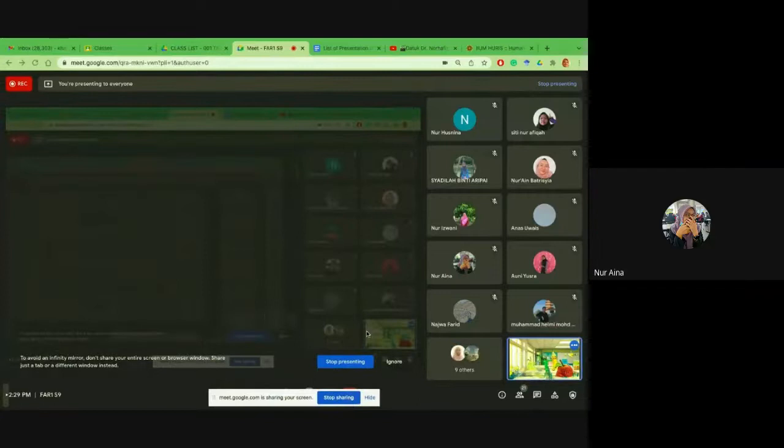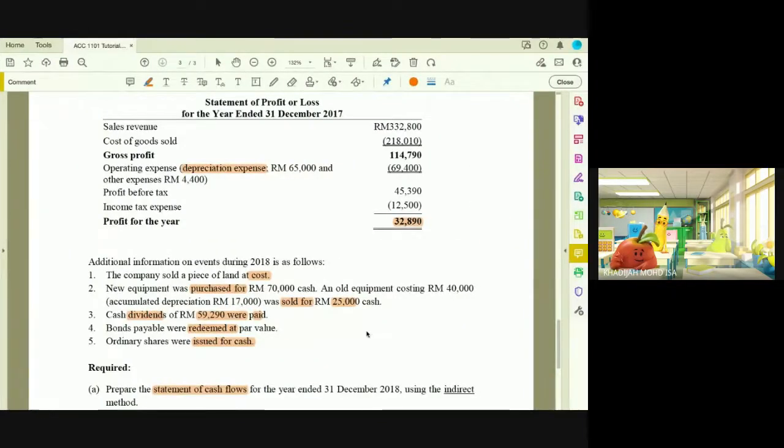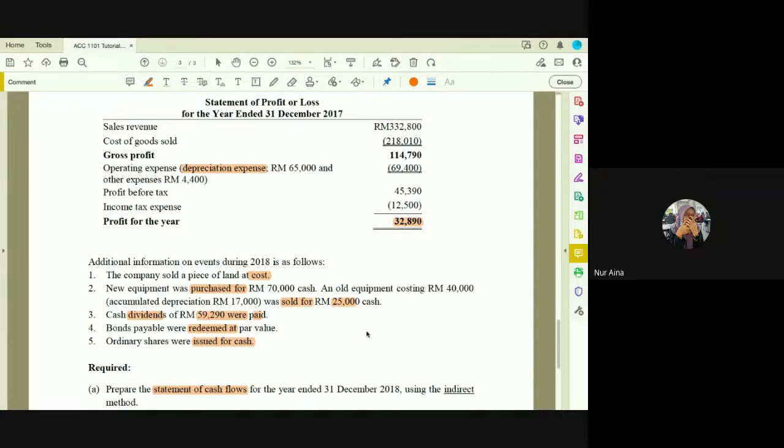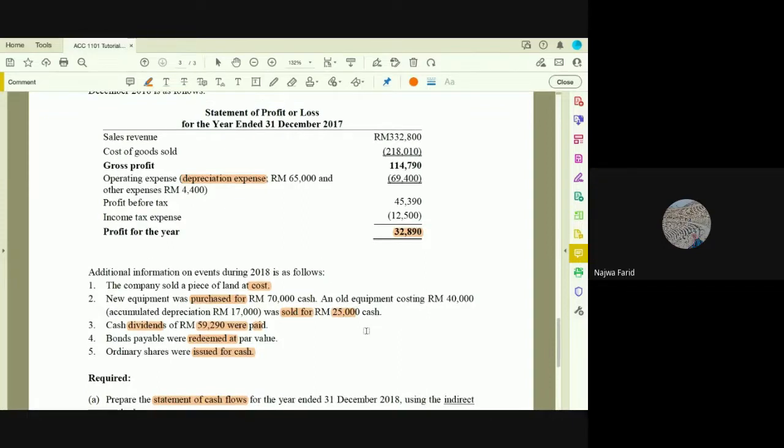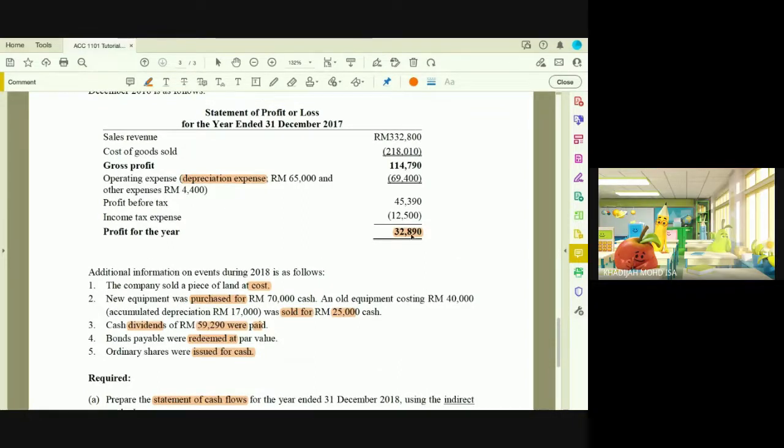Nur Aina? Not sure, madam. Logically, can the company pay or not? If your profit for the year is 32,000, can you pay out dividend of 59,000? No. Okay, but the company did that. How can they pay out 59,000? When you pay out dividend, where do you get the money from? From the profit. But profit for the year is only 32,000.